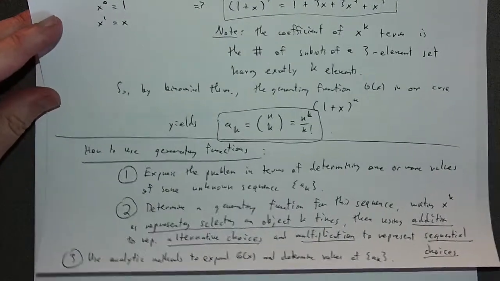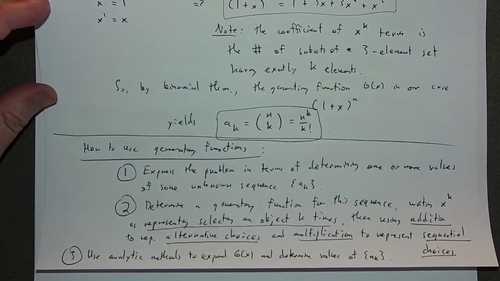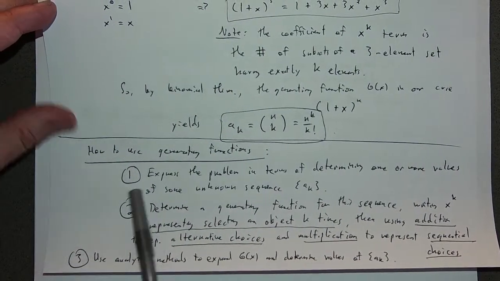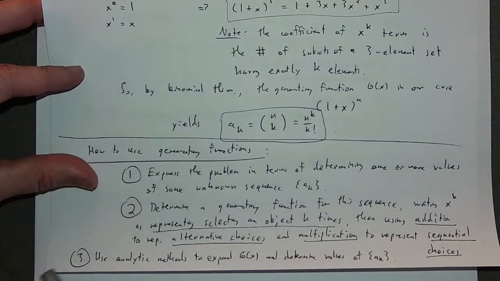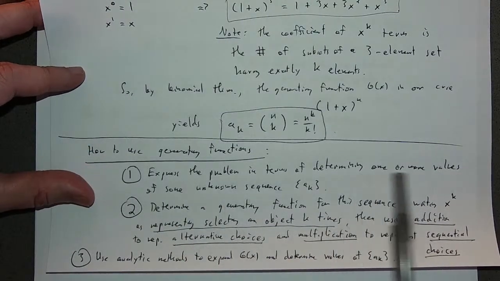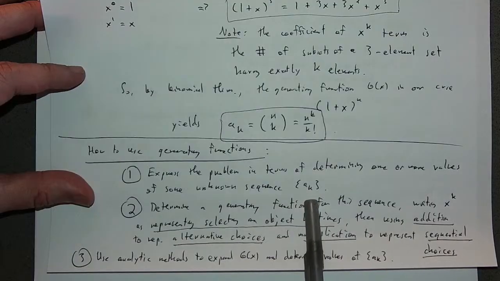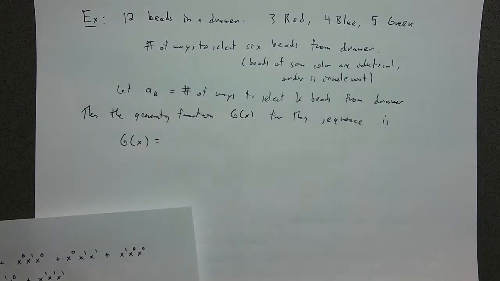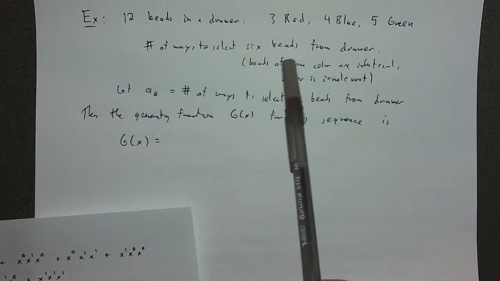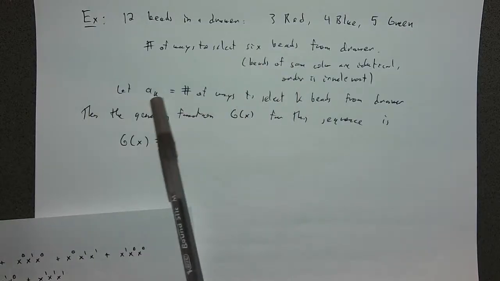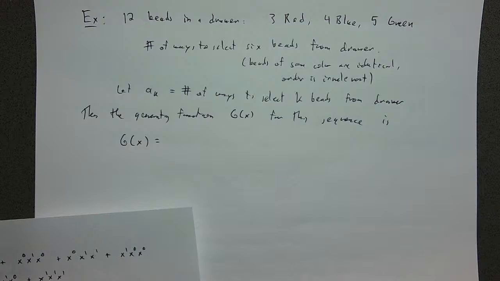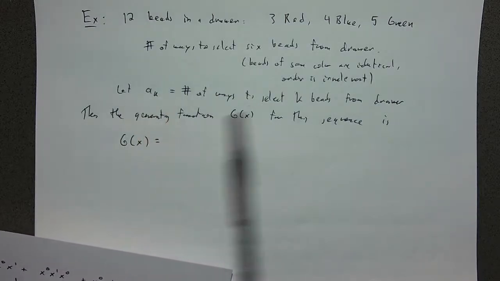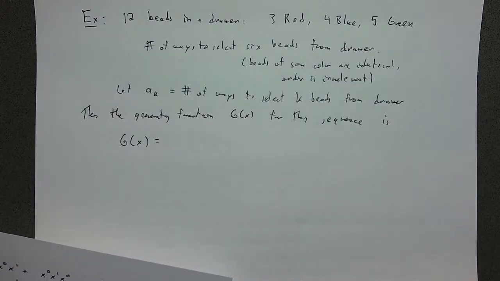I was presented with a problem about counting the number of ways to select 6 beads from a drawer in this context. In order to use a generating function to answer this, I need to express the problem in terms of determining one or more values from an unknown sequence a sub k. So I did that by letting my a sub k term be the number of ways to select k beads from a drawer. So if I'm interested in the number of ways to select 6 beads from a drawer, a sub 6 is what I'm looking at here. Right, a sub 6 is what I'm interested in, but I rewrote this more generally as a sub k is the number of ways to select k beads from a drawer. You'll see why I did that in a second.